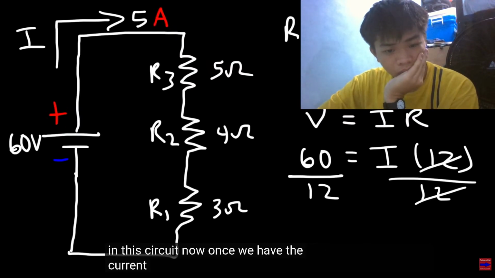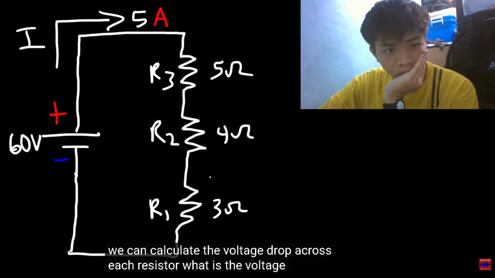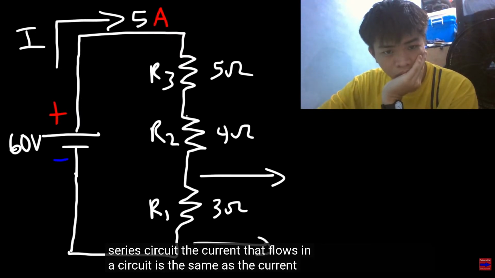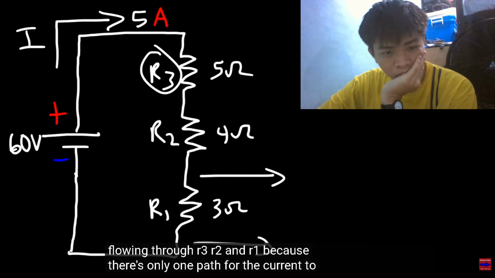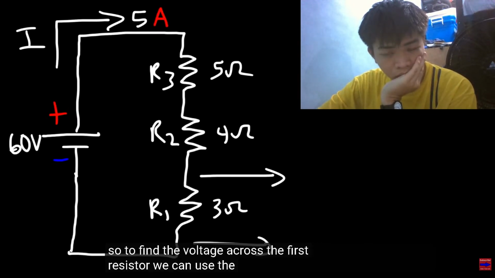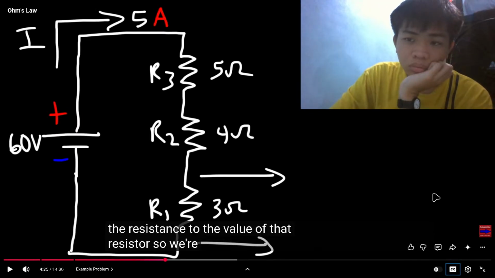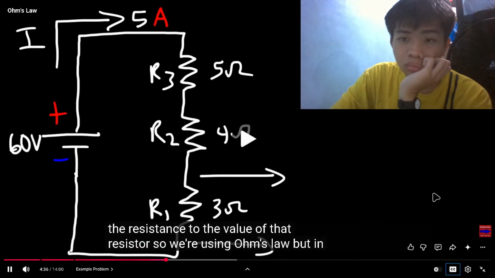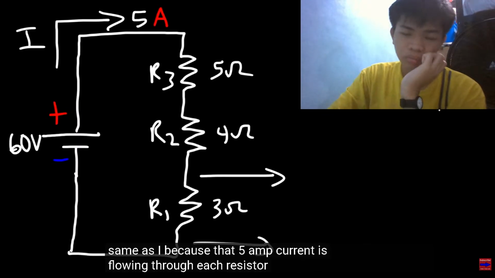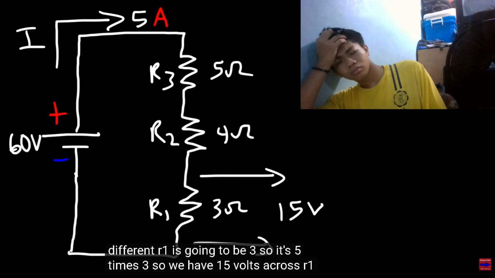Now once we have the current, we can calculate the voltage drop across each resistor. What is the voltage drop across the first resistor? Now in this series circuit, the current that flows in the circuit is the same as the current flowing through R3, R2, and R1. Because there's only one path for the current to flow, it's going to be the same, 5 amps. So to find the voltage across the first resistor, we can use the current that flows through the first resistor times the resistance value of that resistor. So we're using Ohm's law, but in a different way. I1 is going to be the same as I, because that 5 amp current is flowing through each resistor. But R1 is different. R1 is going to be 3. So it's 5 times 3. So we have 15 volts across R1.